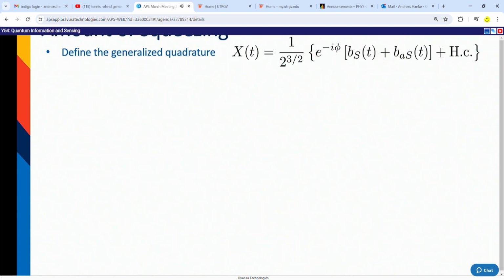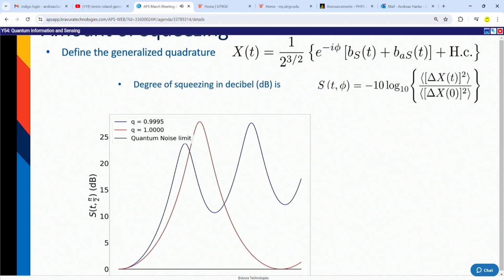To quantify the amount of squeezing, we define the generalized quadrature for our two-mode Stokes anti-Stokes photon pairs. And this is the degree of squeezing as a function of time for two different q. The red line is at a phonon resonance, whereas the blue line is for q away from the resonance. So we observe this interesting oscillation, which is a consequence of the coherent population transfer between phonons and photons. The black line here is the quantum noise limit.